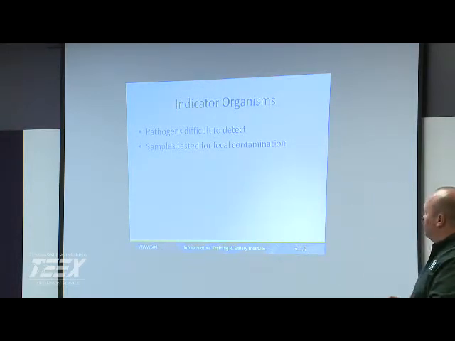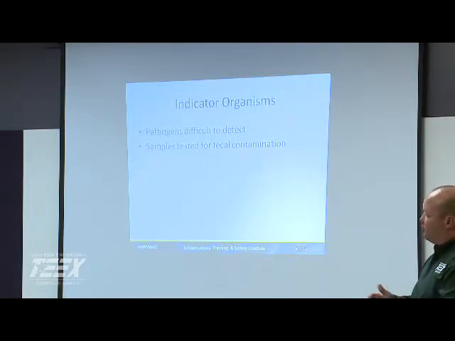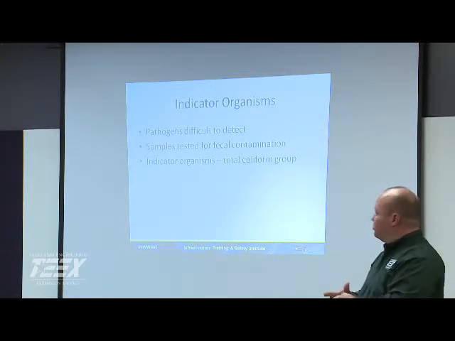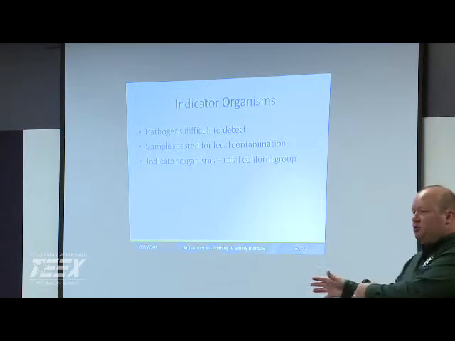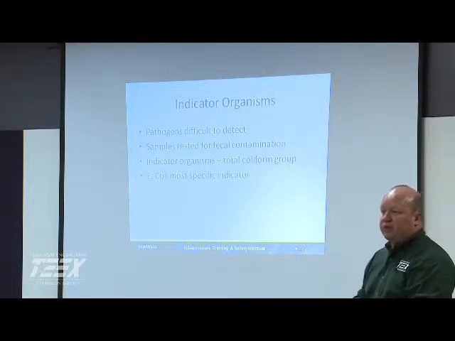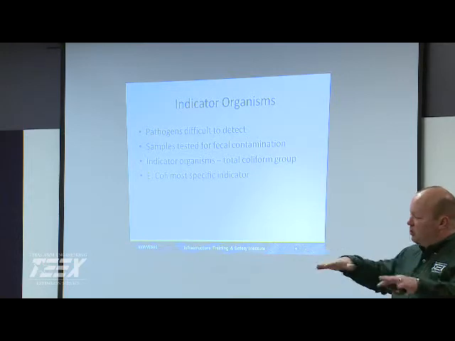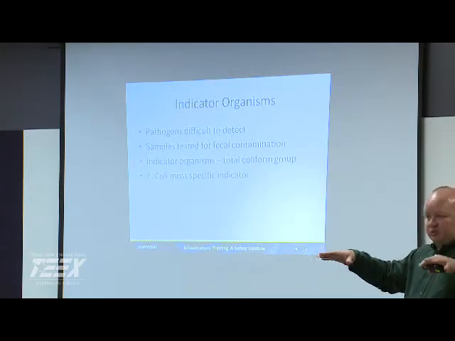So when we look at our indicator organisms, we're going to test for certain things. The total coliform group is the main group that we're going to look at for our total coliforms and then our fecal coliforms, and then we can drill down even further. We can look at our E. coli, and that's going to give us a good indicator of what kind of fecal contamination we have in our systems. And so when we start talking about distribution, we want to make sure that we keep our systems separated as much as possible.